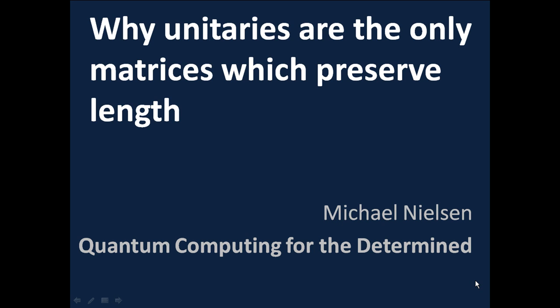So in the last video, we saw that single qubit quantum gates are described by unitary matrices. In particular, if the input to the gate is psi, then the output from the gate is U psi, where U is a unitary matrix. I often call this a unitary action. We justified this on the grounds that unitary matrices are the only matrices which preserve length.